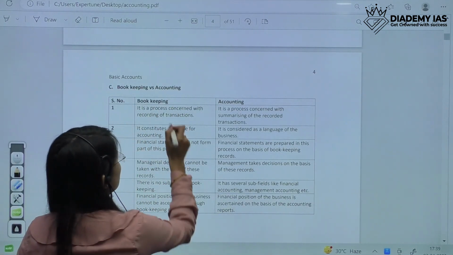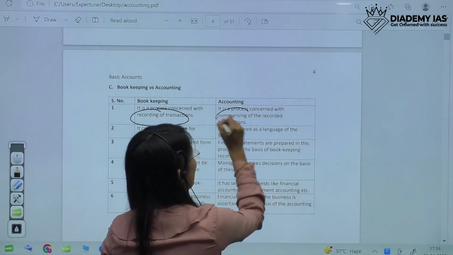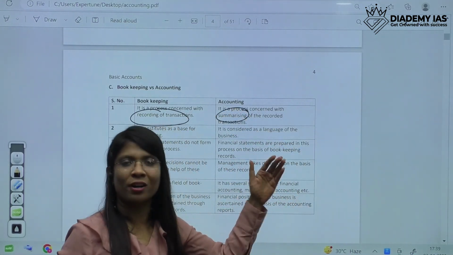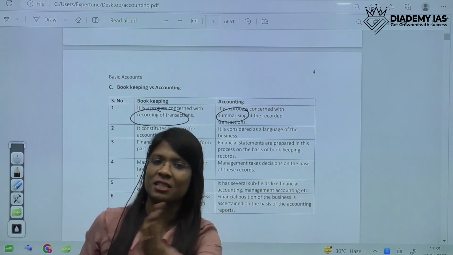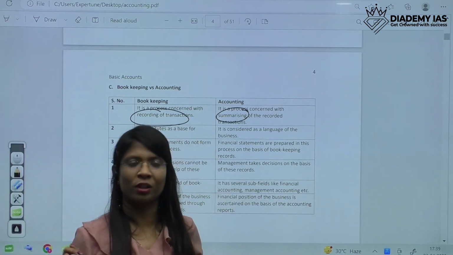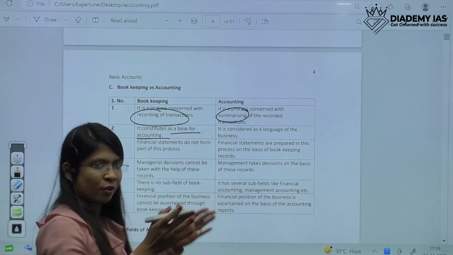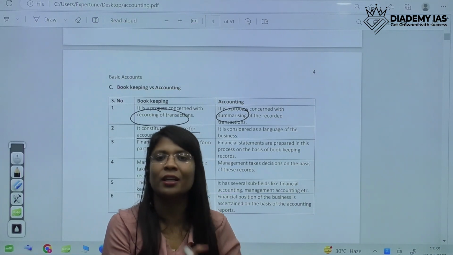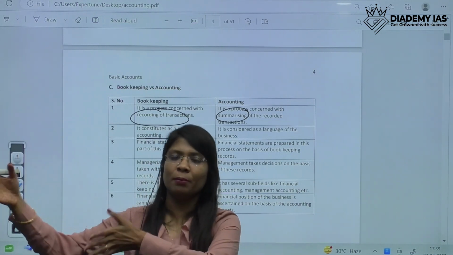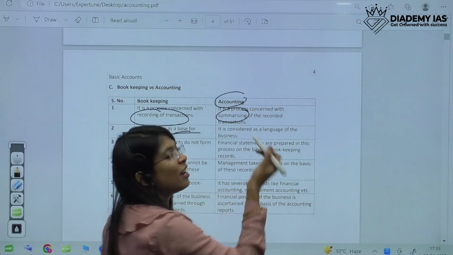So bookkeeping is concerned with only recording of transactions, and accounting is all about summarizing. In short, it's recording, classifying, summarizing, and then analyzing. Second difference would be, bookkeeping is the base of accounting, because first of all we have to do bookkeeping, recording of transactions only, then only we will do further steps. So it's a base for accounting, and accounting is the language of business.